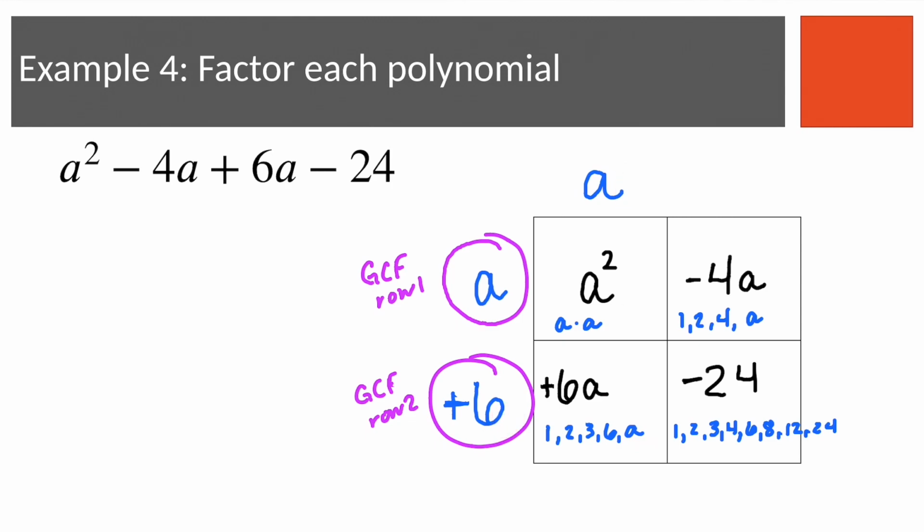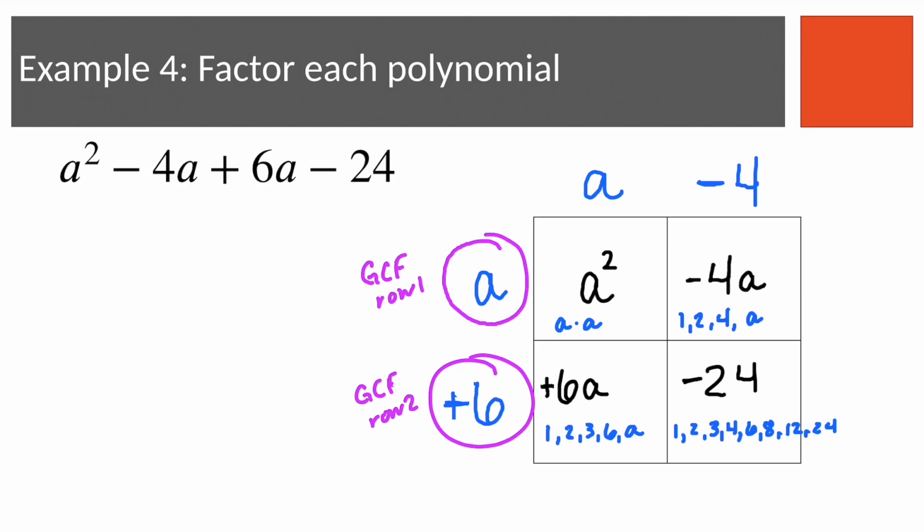And then 6 times what gives you 24? So we need 6 times 4 to get 24. And then that 4 is touching a box that is negative, so it's going to be negative. And just to verify, 6 times negative 4 is negative 24. Yes. All right. So then we can also notice that the GCF of these two lists is the 4. The biggest number they have in common is 4.